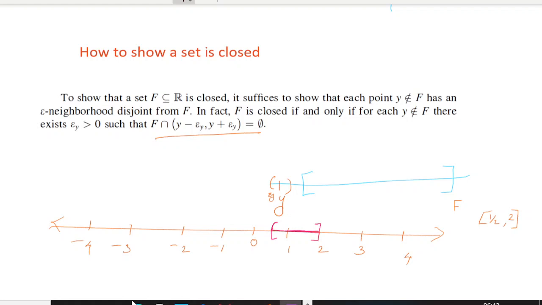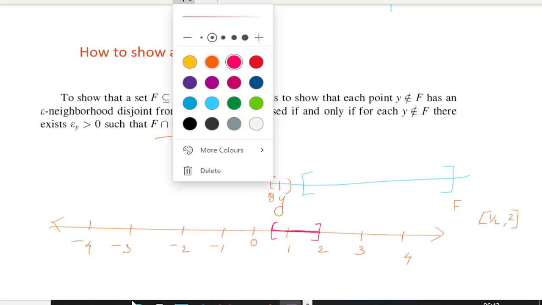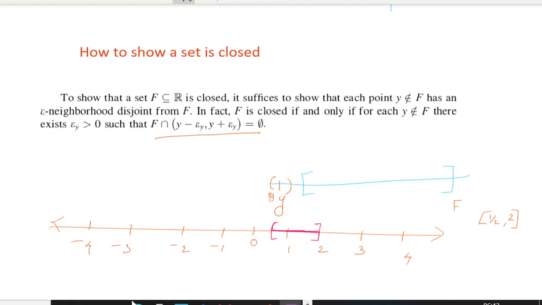Now I want to check whether this set is closed or not. For that, what do we have to do? We should consider a point outside F. So I am taking a point outside F, somewhere here, maybe minus 1 by 2. I want to get an epsilon neighborhood of this minus 1 by 2 that will lie outside my F. Is it possible? Yes, right? So I can go for a small epsilon.